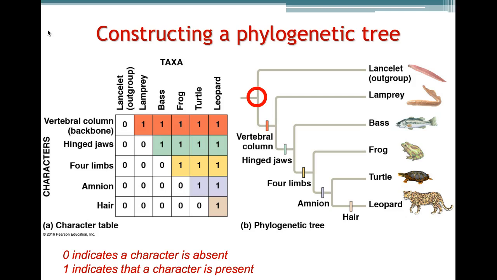So then you make another separation or branch, and the bass now is essentially being excluded because it doesn't have 4 limbs. And then you make another branch. The frog is being excluded because it doesn't develop in an amniotic sac. And then another branch, and the reason why turtles don't have hair, and then the leopard is the only organism that does. So this is a phylogenetic tree that is based on that table or chart, and I will show you a cladogram based on a similar chart in just a moment.